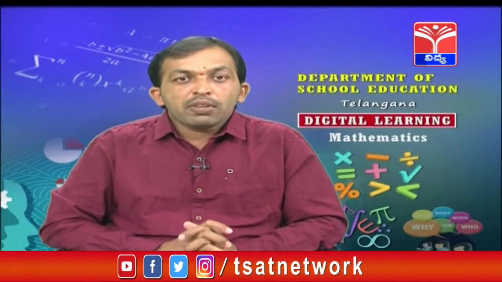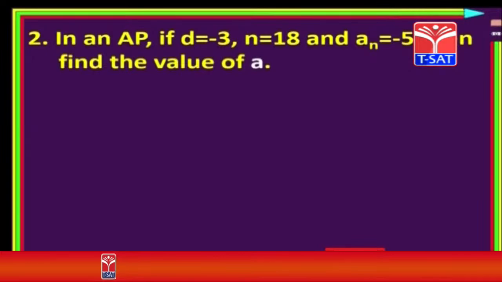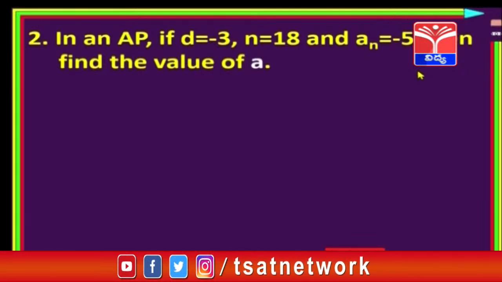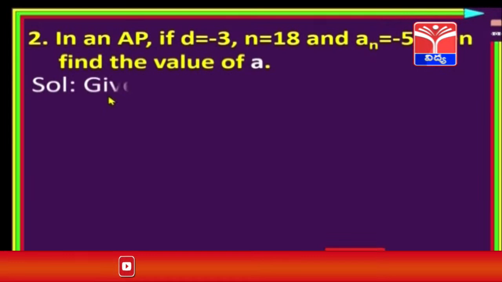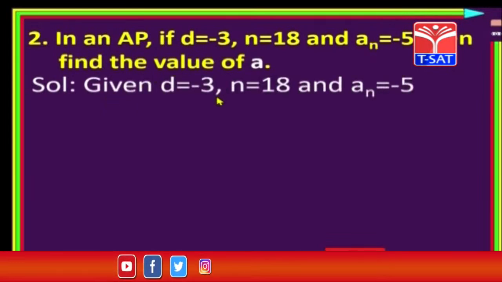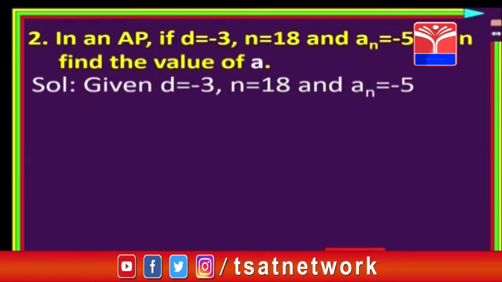Next, second problem. This is the second problem. In an AP, if d is equal to minus 3, n is equal to 18, and nth term also given, that is minus 5, then our aim is to find the value of a. In the previous problem we have estimated common difference. In this problem, common difference, number of terms, and nth term were provided. So we should find the value of a. So by using the same formula we can find. What are the given values? The given values are d is equal to minus 3, n is equal to 18, and an is equal to minus 5.